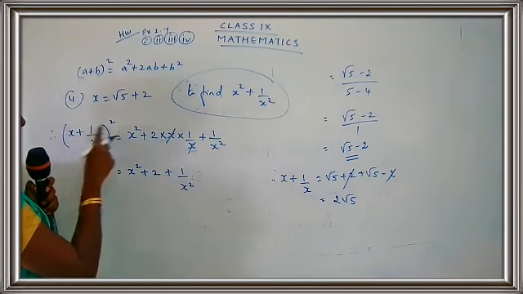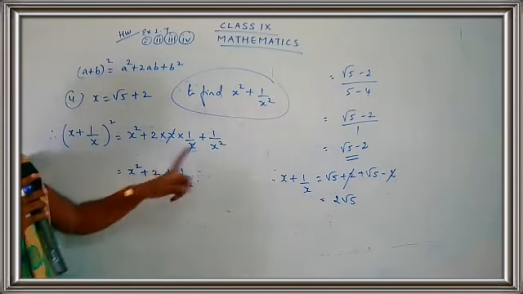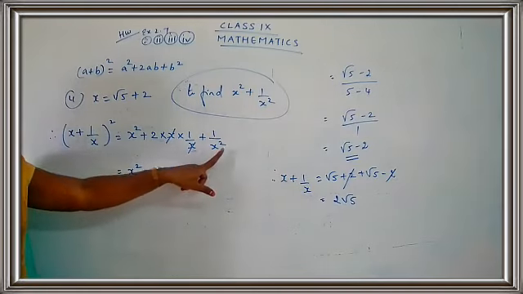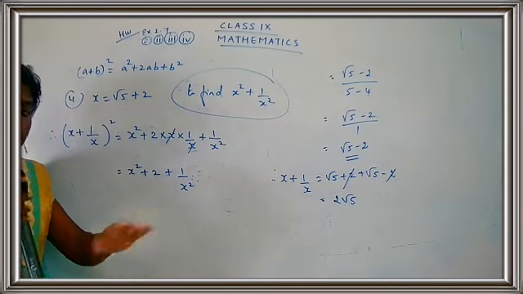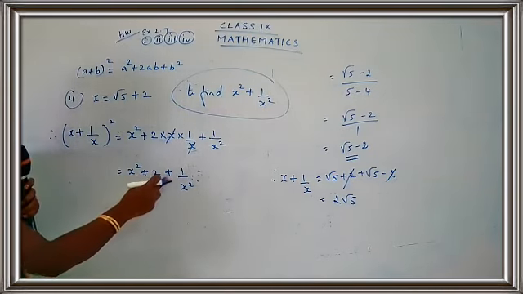b square means 1 square. What is 1 square? 1 ones are 1. x into x gives you x square. So b square is 1 square, which is 1, and x square is x square. We have to square the numerator and the denominator. So, I get the answer as x square plus 2 plus 1 by x square.